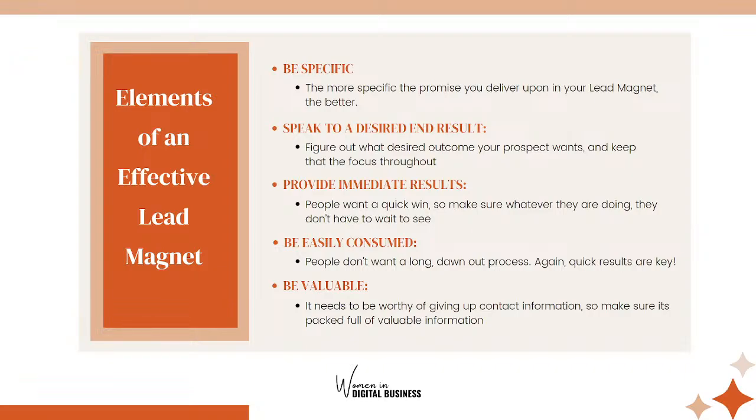So what are the elements of having an effective lead magnet? Be specific, and be specific and intentional in everything you do, by the way. The more specific the promise you deliver upon in your lead magnet, the better. So you might have a weight loss product and it could be: lose 7 pounds in 30 days, guaranteed, and eat what you want. Be specific, be intentional. Okay, speak to the desired end result.